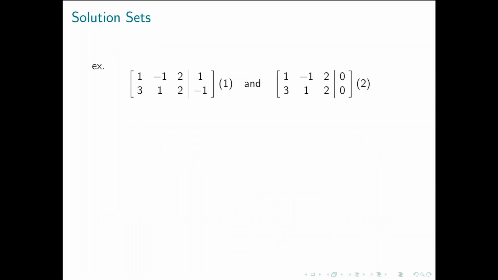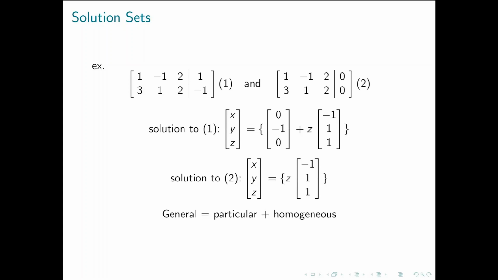Okay, so I have another example here. I have 2 matrices, 2 systems, and you'll notice these are actually the same system other than the constants. They have the same coefficients on the left side, but on the right side, one of them has the constants 1 and -1, and the other one is homogeneous. So when I take the solutions of both of these, you'll notice something interesting.